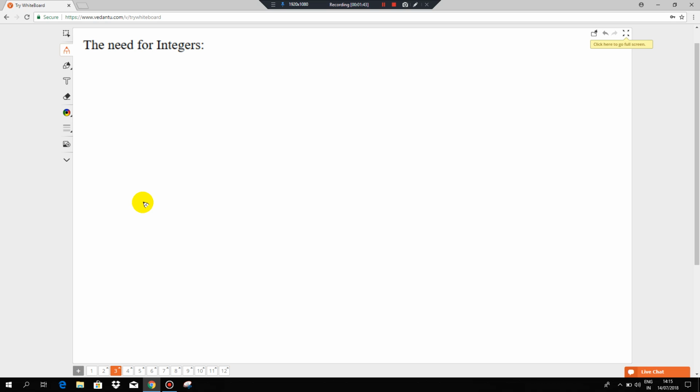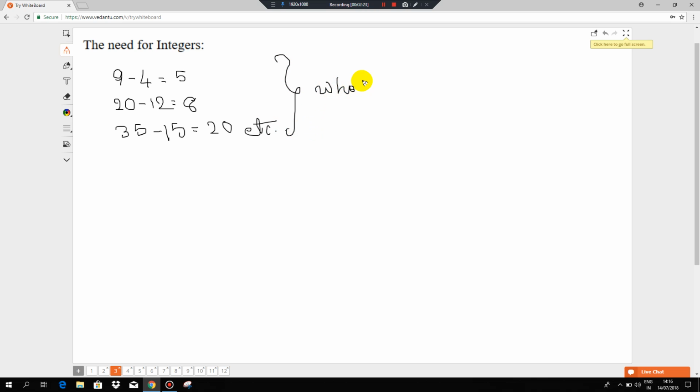For example, 9 minus something, 20 minus 12, which is 8, 30 minus 15. There are a lot of examples. These are all whole numbers.